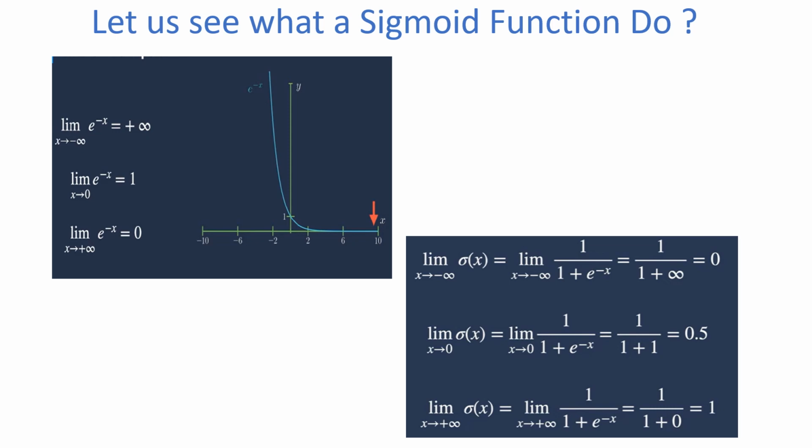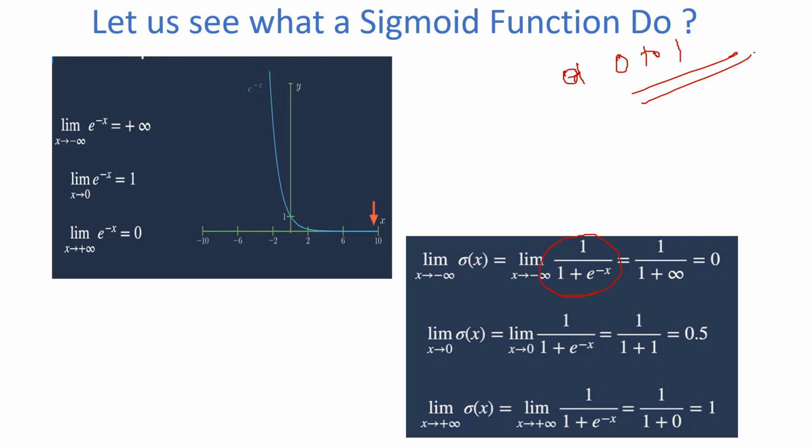This is the sigmoid function: 1 by 1 plus e to the power of minus x. This x is the value that you give. Any value that you give, the sigmoid function gives you a value between 0 and 1. That's what it gives. Whatever value of x you give, it gives 1 by 1 plus e to the power of minus x. That's the job of a sigmoid function.